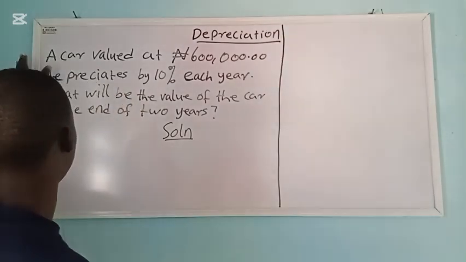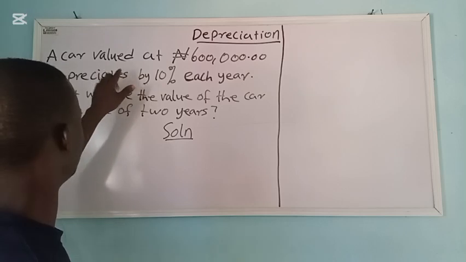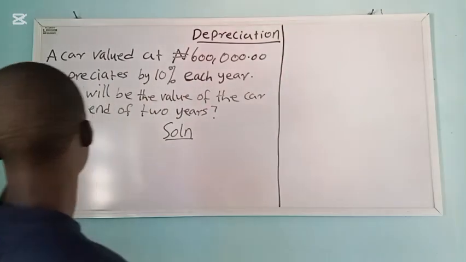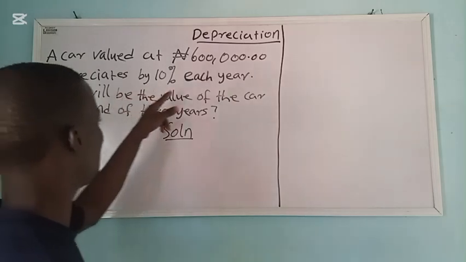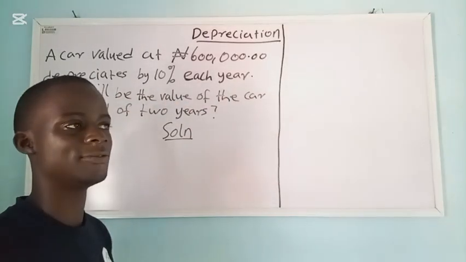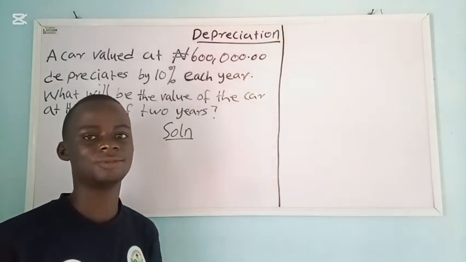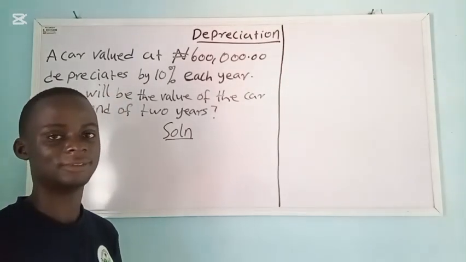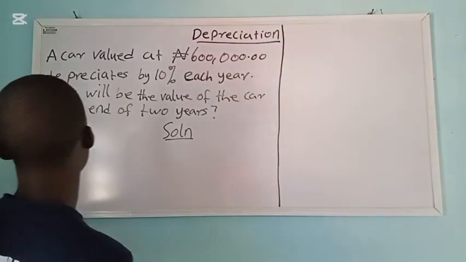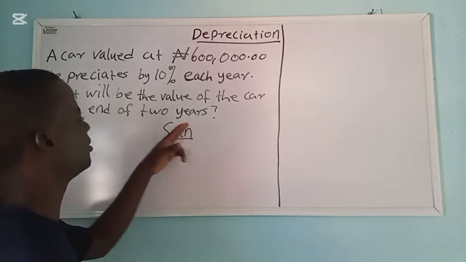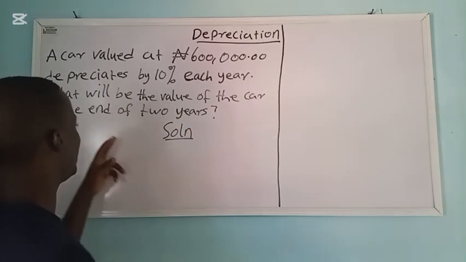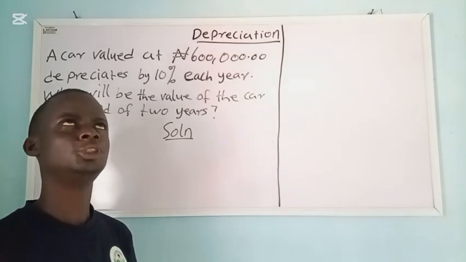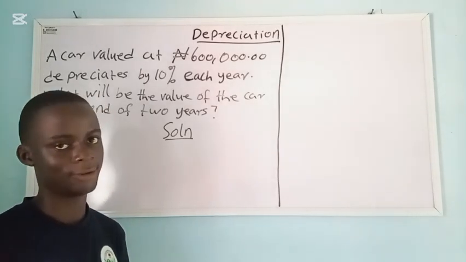So now you say that a car valued at 600,000 naira depreciates by 10% each year. That means each year the value of the car will reduce by 10%, but it will retain the value of 90%. So what will be the value of the car at the end of 2 years? So now I will show two ways to solve this.